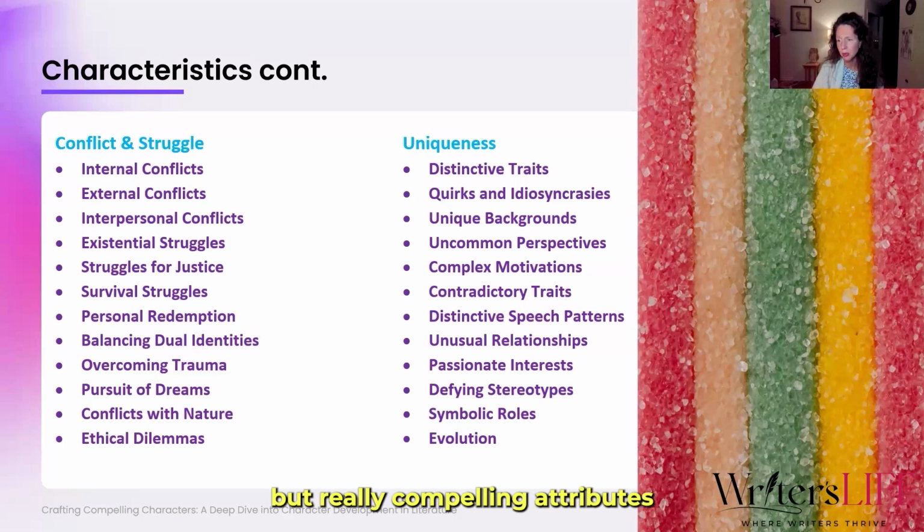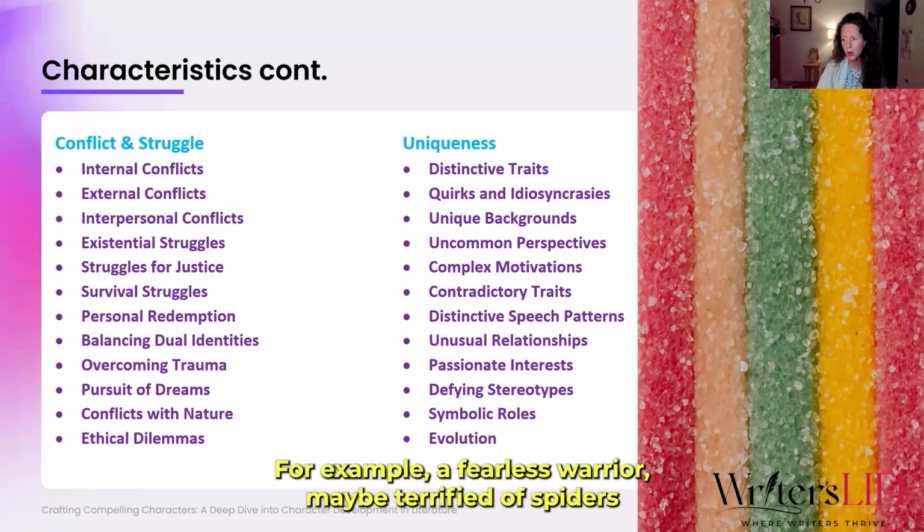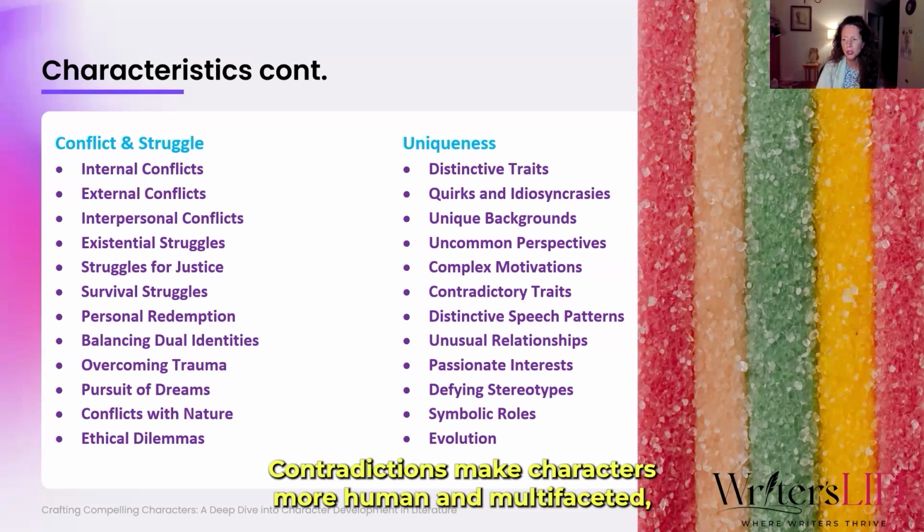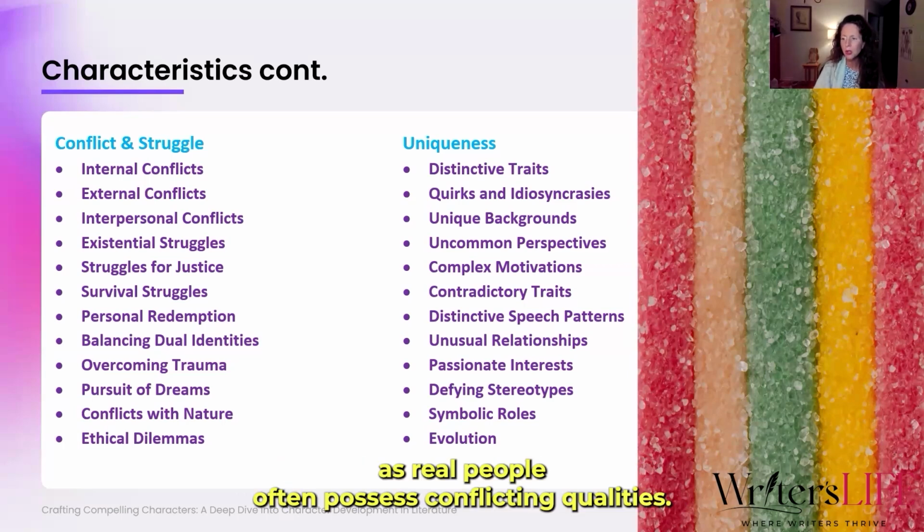And finally, contradictory traits. For example, a fearless warrior may be terrified of spiders, or a genius scientist may have a knack for practical jokes. Contradictions make characters more human and multifaceted, as real people often possess conflicting qualities.